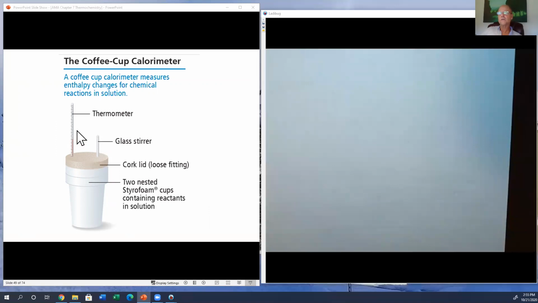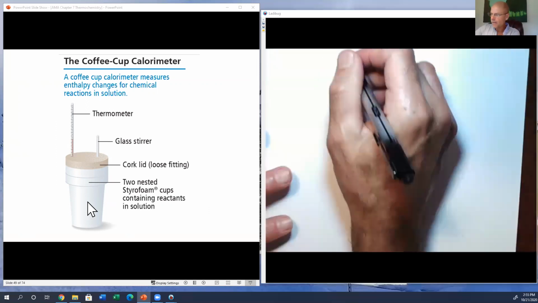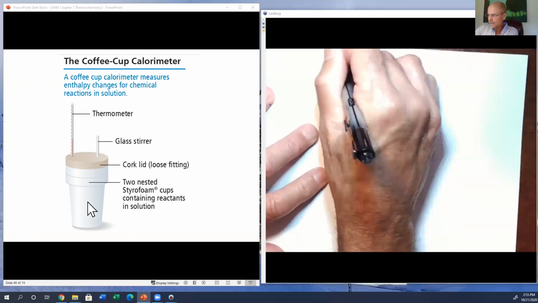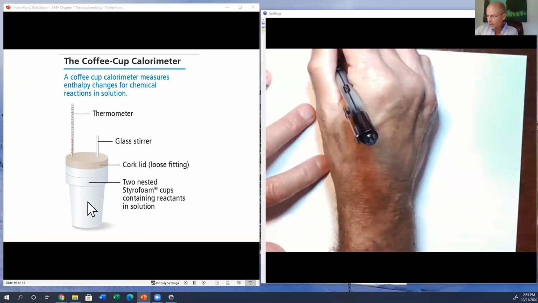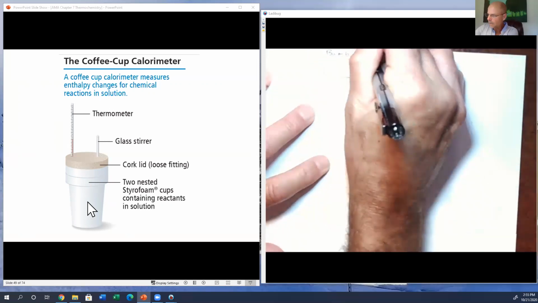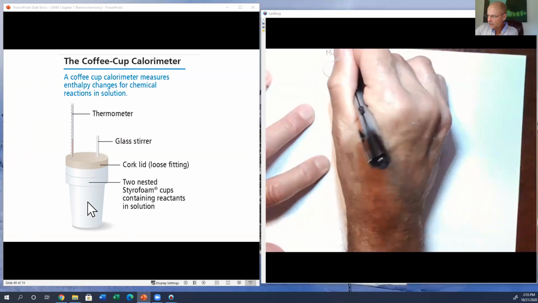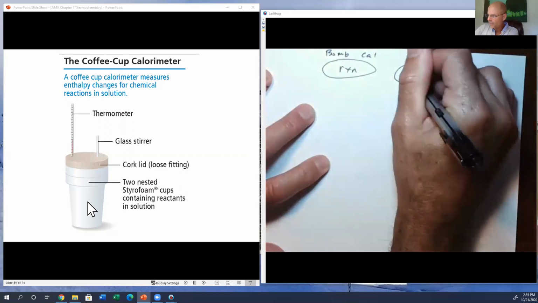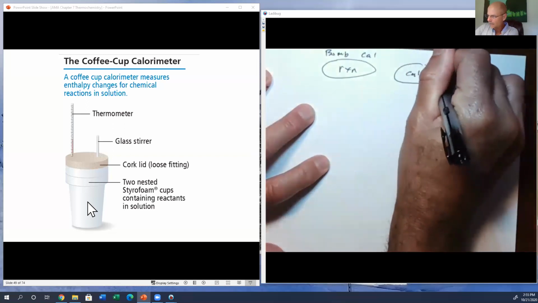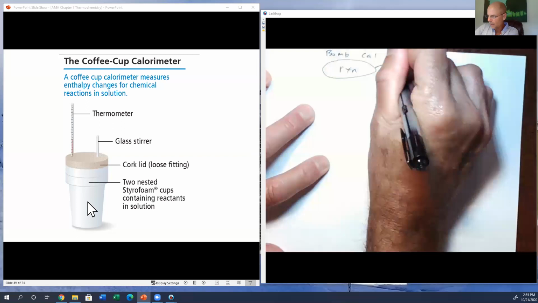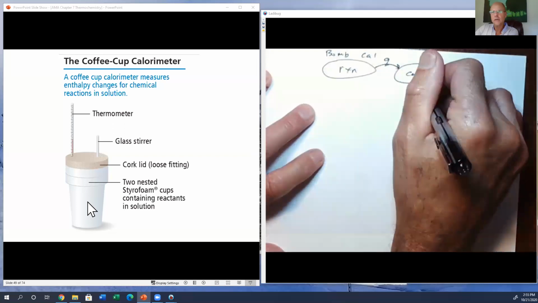You have a stirrer and a thermometer, and then your reaction's going on inside of this calorimeter in water, okay? One of the important differences here is that for a bomb calorimeter, you have your reaction, and then you have the calorimeter as the surroundings, right? So you have Q reaction equals Q calorimeter.